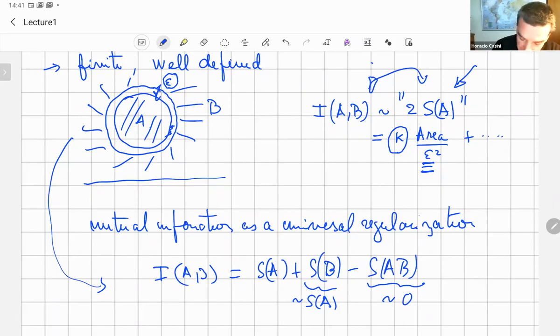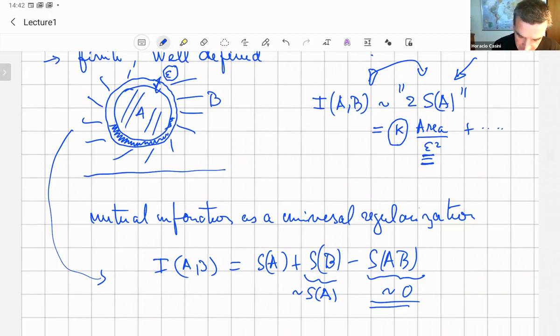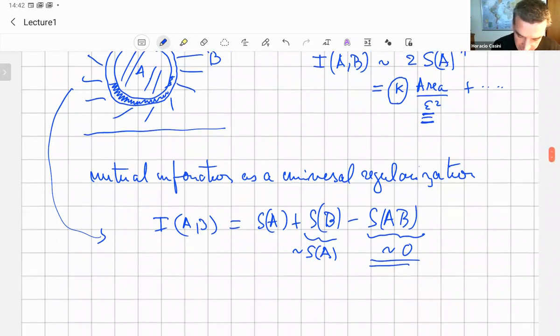It is not zero. In fact, it kills the divergence in the other terms, but it doesn't have any long distance information, this piece, because the entropy of AB is just the entropy of the strip, because the entropies of complementary regions are equal. And this strip does not have any long distance correlators, let's say.